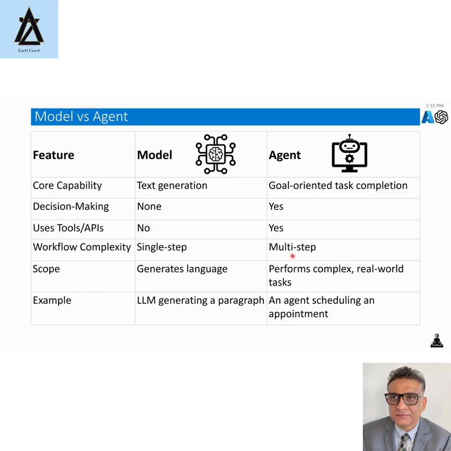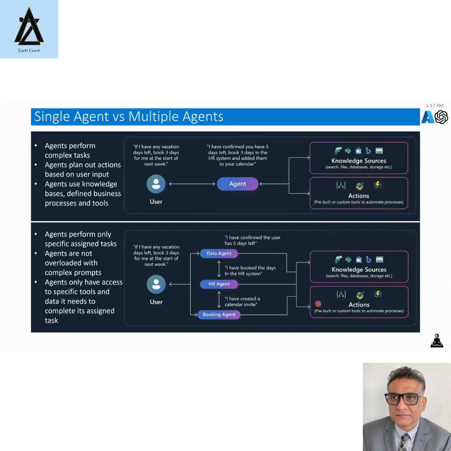And typically an agent will perform a complex task. For example, an LLM generating a paragraph is a single-shot operation that the model is good at. Whereas an agent can schedule an appointment based on the availability of an individual, but also can look at other things: who should be involved, what all information, knowledge bases it needs to really access in order to achieve a task. And we'll see that in action in the form of a demo.